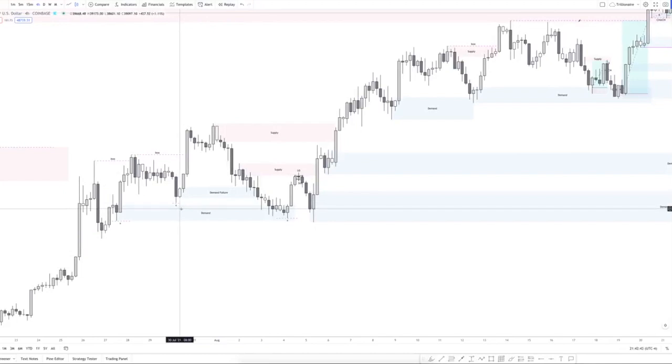So what I want you guys to do is on your charts, you're going to see these things start to take place above order blocks and below order blocks. So above demand zones and below supply zones. You're going to see these things start to take place. And I want you to start taking note.